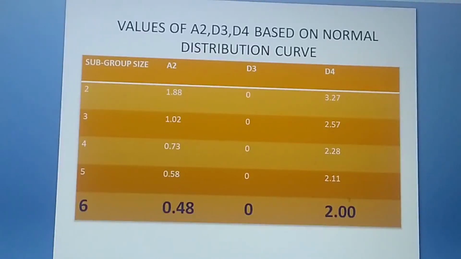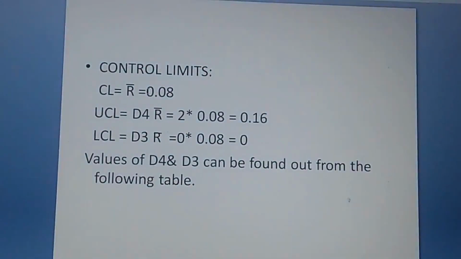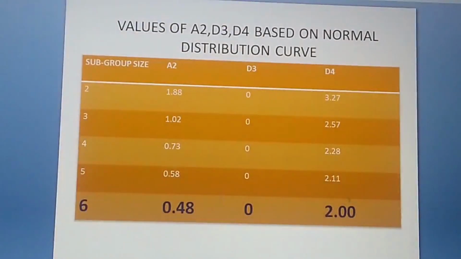So by putting all these values, we will get the control limits as follows. The center line is equal to R bar, that is 0.08, and the upper control limit is equal to D4 into R bar, that is 2 into 0.08, which is equal to 0.16, and the lower control limit is D3 into R bar, that is 0 into 0.08, which is equal to 0. And these values we get from this table.